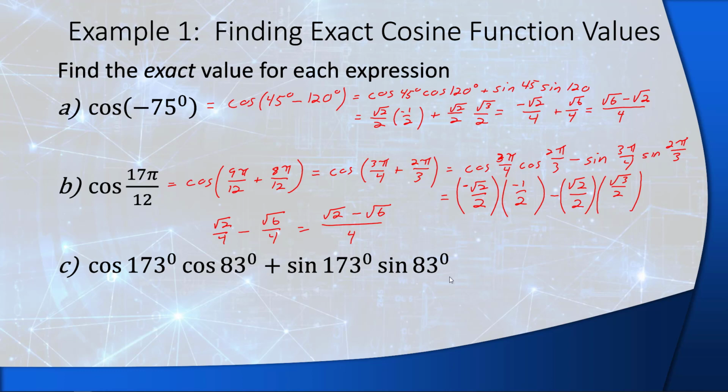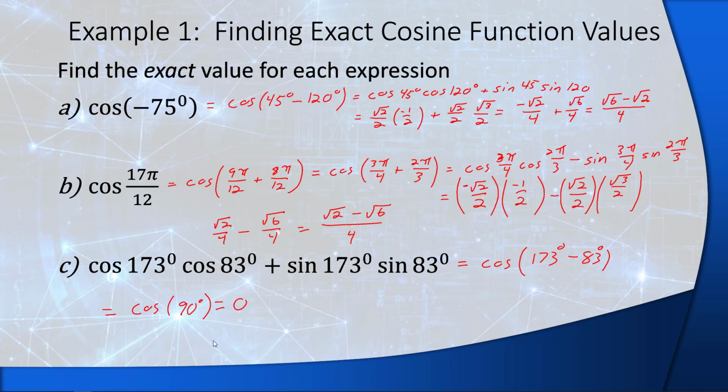Now notice that this is the identity for cosine A minus cosine B. So this right here is going to be equal to the cosine of 173 minus 83. Turns out that 173 minus 83 is 90, so this is going to be the cosine of 90 degrees. I forgot that little detail. Let's put a degree symbol there and there. And of course, the cosine of 90 degrees is 0. And there you go. That's how we do those problems.